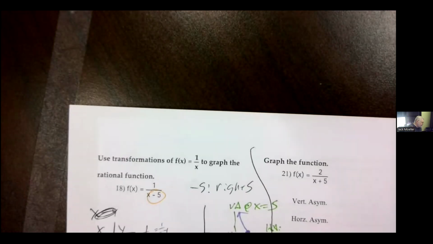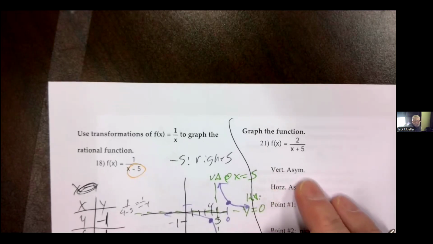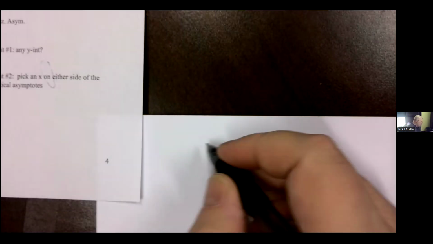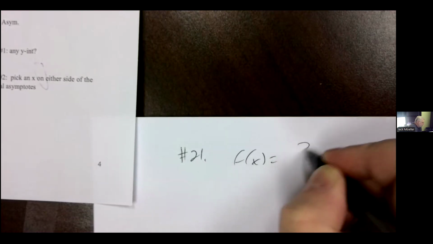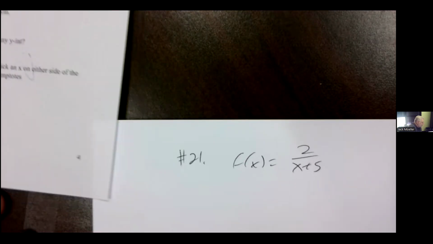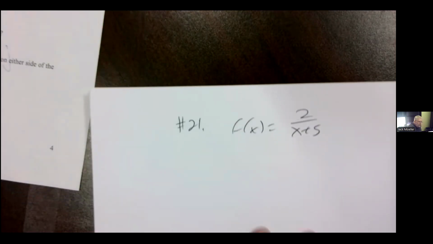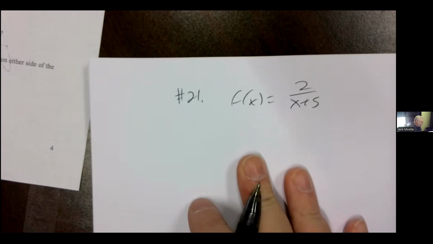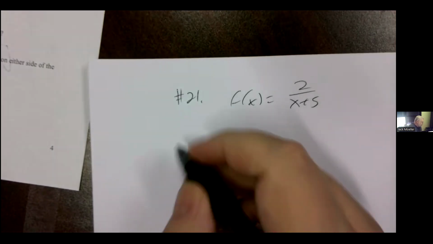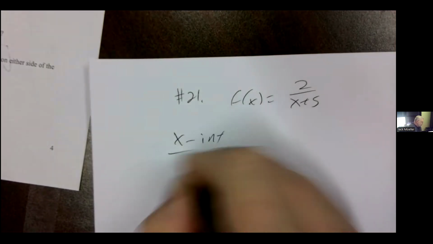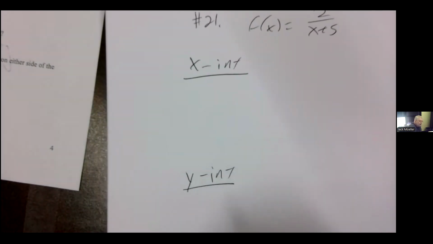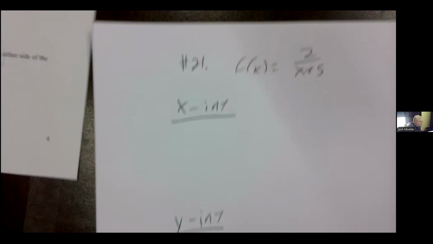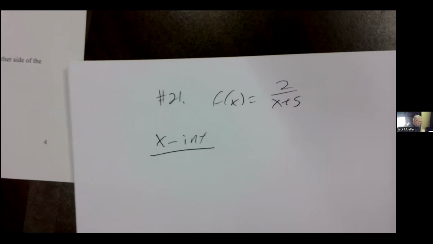So 21 is f of x equals 2 over x plus 5. All right. Now they're going to ask you for vertical and horizontal asymptotes. We've covered those, so I'm going to wait on that till we get into MyMathLab. But let's talk about x-intercept and y-intercept. These are not new topics, but the algebra dealing with them is a little bit more advanced.